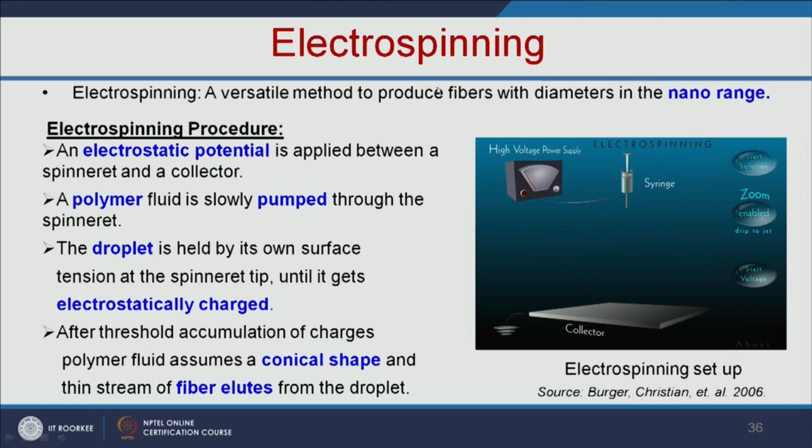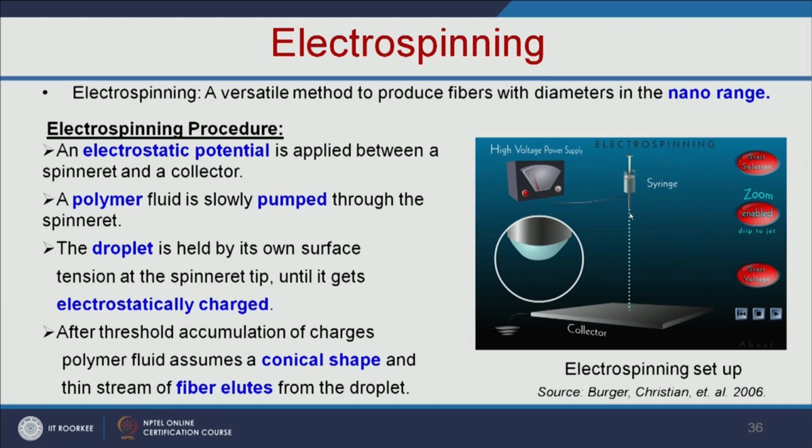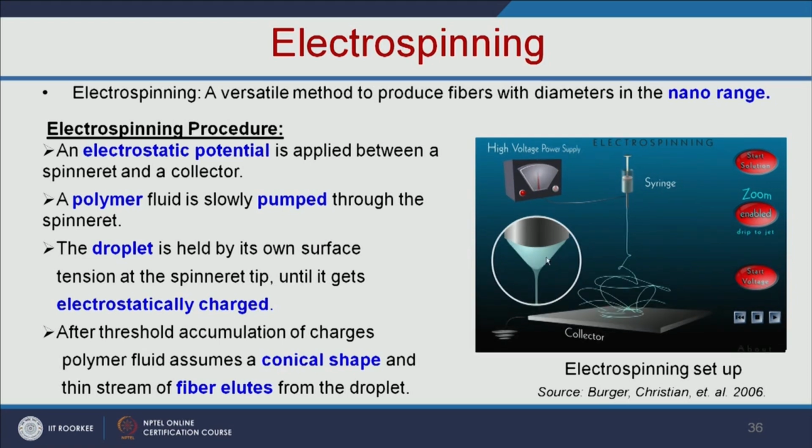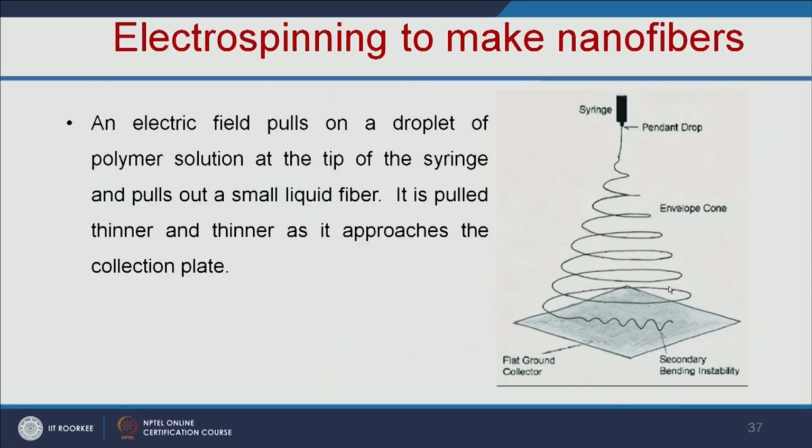It is a versatile method to produce fibers with diameters in the nano range, and here we will have a syringe connected to a high voltage power supply. When you apply the high voltage between the spinneret and collector, a polymer fluid is slowly pumped out through the spinneret, and the droplet is held by its own surface tension until it gets electrostatically charged. After a threshold accumulation of charges, the polymer assumes a conical shape. This is called the Taylor cone, and a thin stream of fiber erupts from the droplet, then forms a nanofiber.